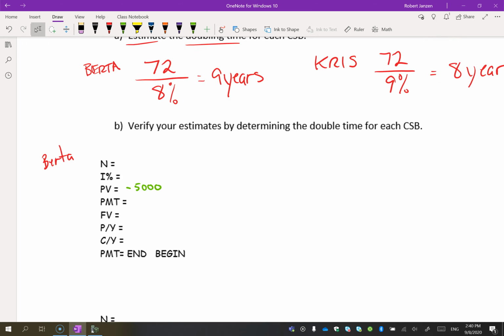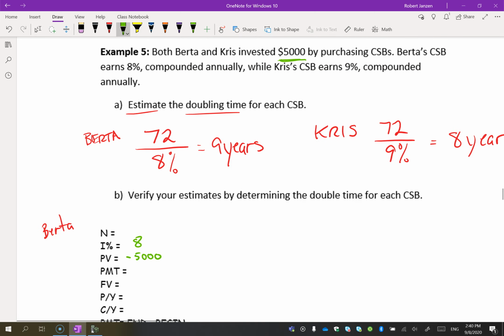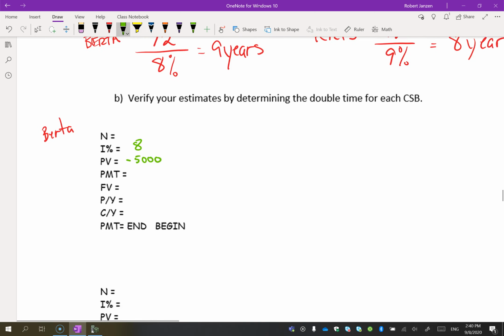Okay, Berta's got 8%. All right, and it says compounded annually. Now that seems to be the only information we've got. Well, what we want to know is how long does it take to double. So this means the doubling, we want to end up with 10,000. Okay, so this is double.